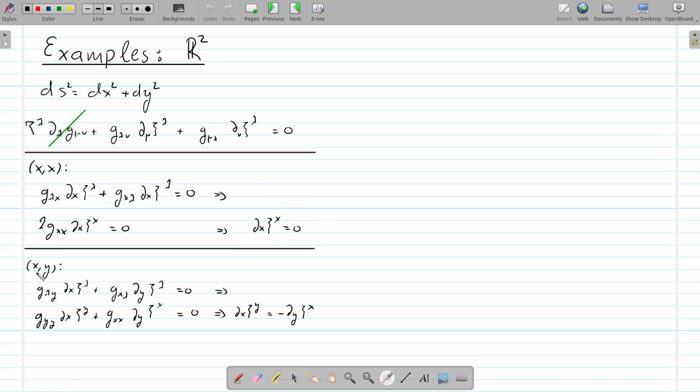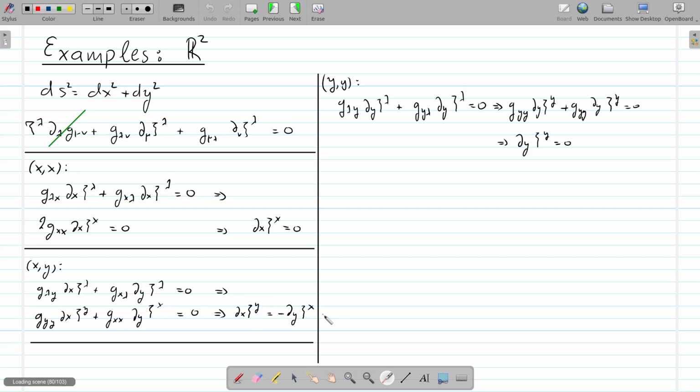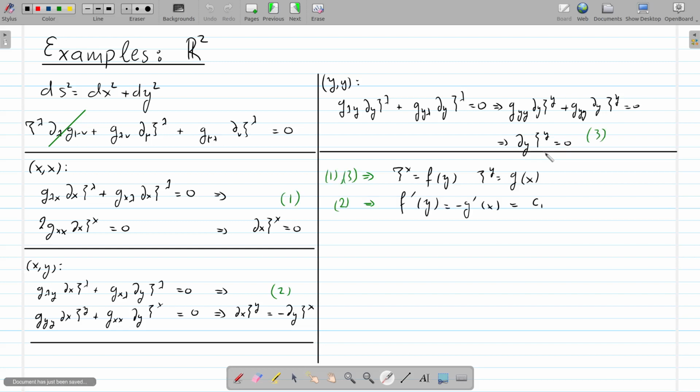If we consider the xy component of those equations here, we find that dx xi^y must be minus dy xi^x. And the yy component gives us a similar equation to this one here, and it just states that xi^y must be y independent. So the solutions are easily computed.